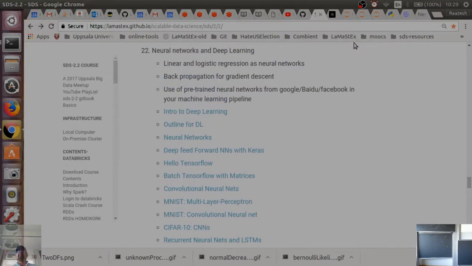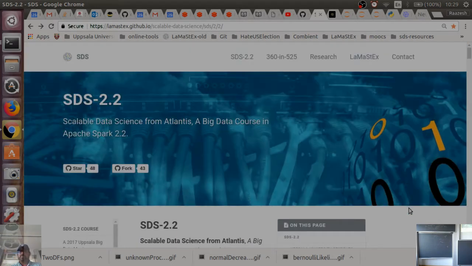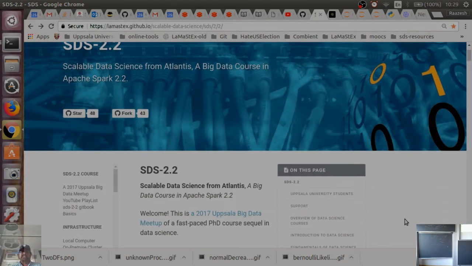Do we find it on your page? It's on this. So this whole 360 and 525 is actually a sub-module of this other thing, which is a book we are writing, actually. It's called Scalable Data Science from Atlantis, because we're in Atlantis, right? In fact, student projects from this course are already book chapters in the course. This is from last semester.